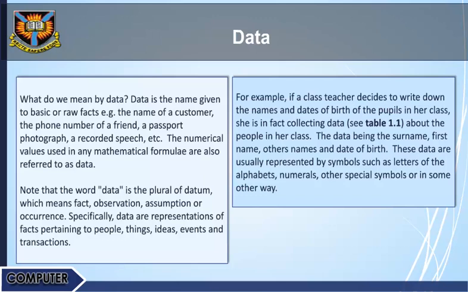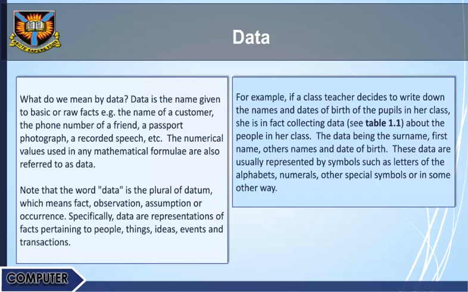Data. What do we mean by data? Data is the name given to basic or raw facts, e.g., the name of a customer, the phone number of a friend, a passport photograph, a recorded speech, etc. The numerical values used in any mathematical formula are also referred to as data. Note that the word data is the plural of datum, which means fact, observation, assumption, or occurrence. Specifically, data are representations of fact pertaining to people, things, ideas, events, and transactions.